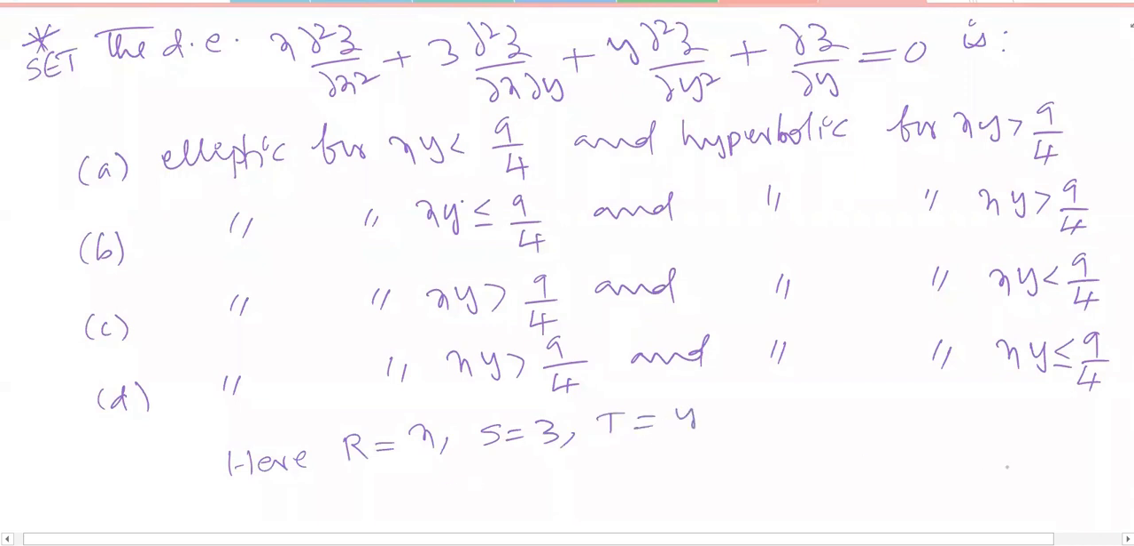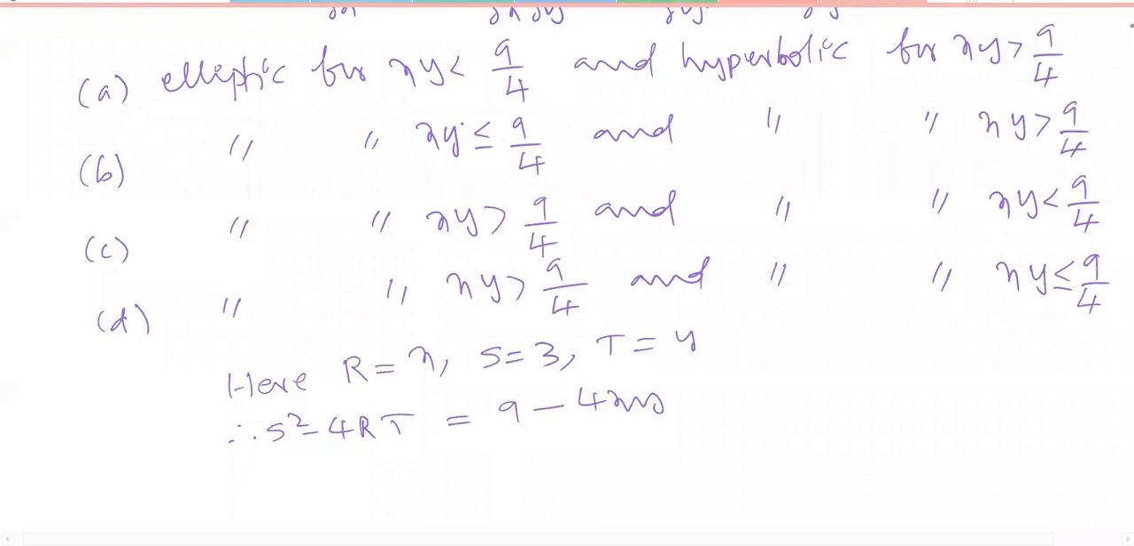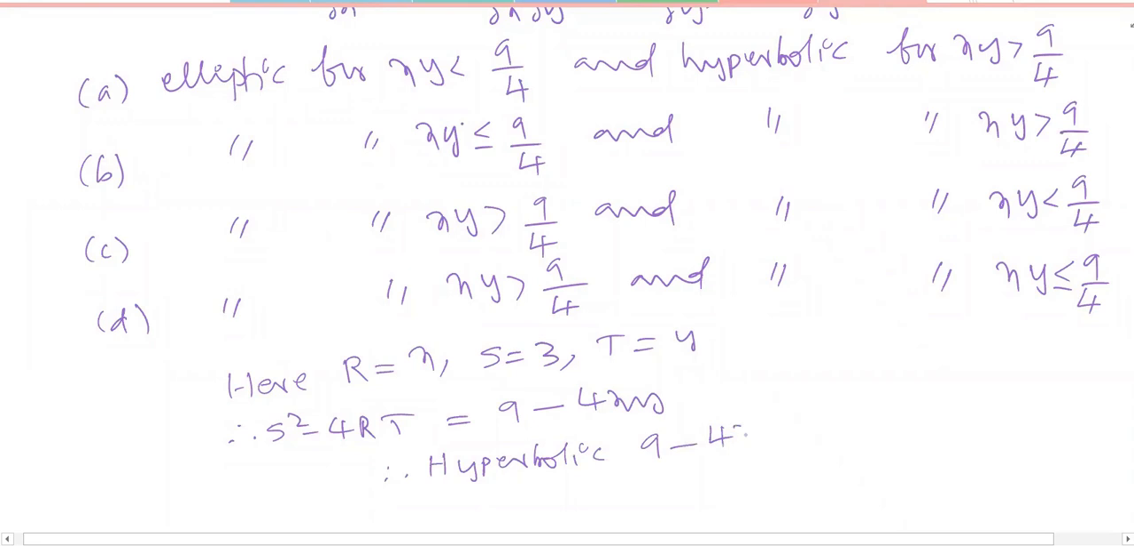Now I am considering s square minus 4rt. S square means 9 minus 4xy. We have two options here, either elliptic or hyperbolic. In either case, it is greater than 0 or less than 0. If it is greater than 0, for the hyperbolic condition, I'm saying hyperbolic means 9 minus 4xy is greater than 0.